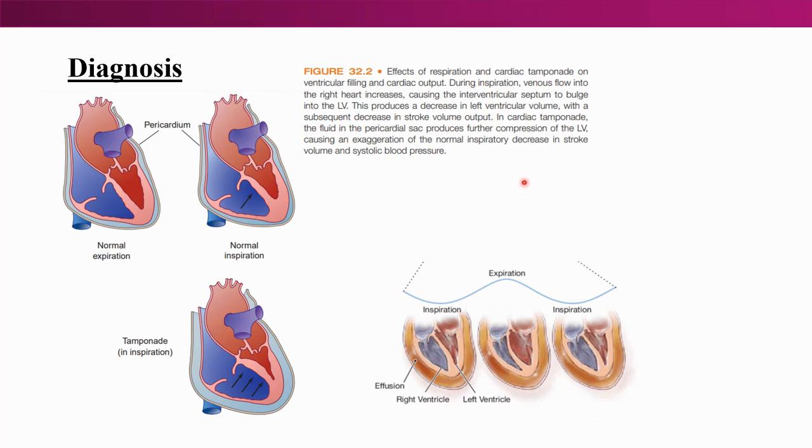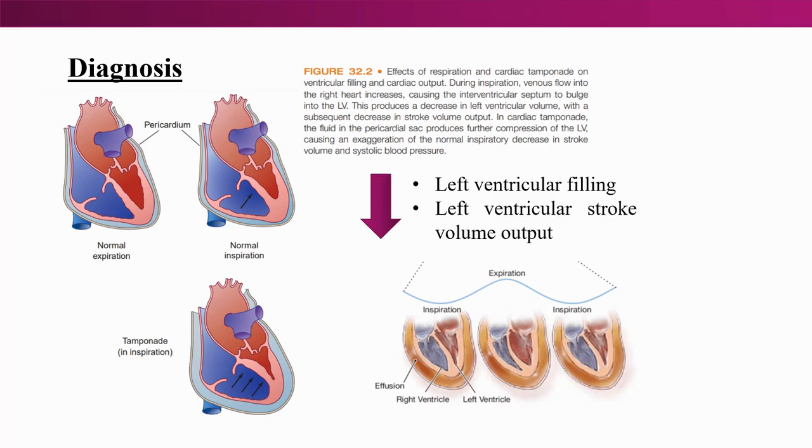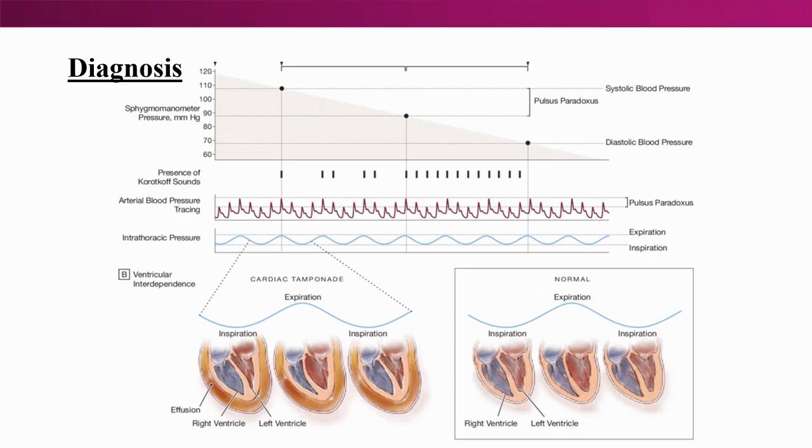In cardiac tamponade, the left ventricle is compressed from within by movement of the interventricular septum and from without by fluid in the pericardium, as we can see in figure 32.2. This produces a marked decrease in left ventricular filling and left ventricular stroke volume output, often within a beat of the beginning of inspiration. Pulsus paradoxus can be determined by palpation, cuff sphygmomanometry, or arterial pressure monitoring. With pulsus paradoxus, the arterial pulse as palpated at the carotid or femoral artery becomes weakened or absent during inspiration and becomes stronger during expiration.